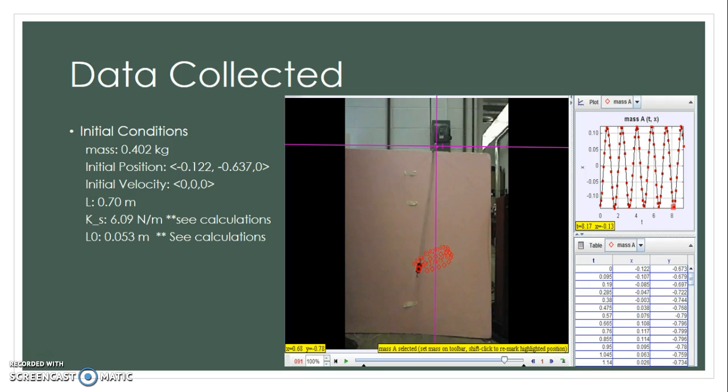Here is the video that we were given in our lecture, where a mass of 0.402 kilograms was attached to a spring. The initial position is shown, and the object started at rest. The length was measured of the spring with the mass attached. The stiffness of the spring and the L0 were calculated, which we'll look at in a later slide.